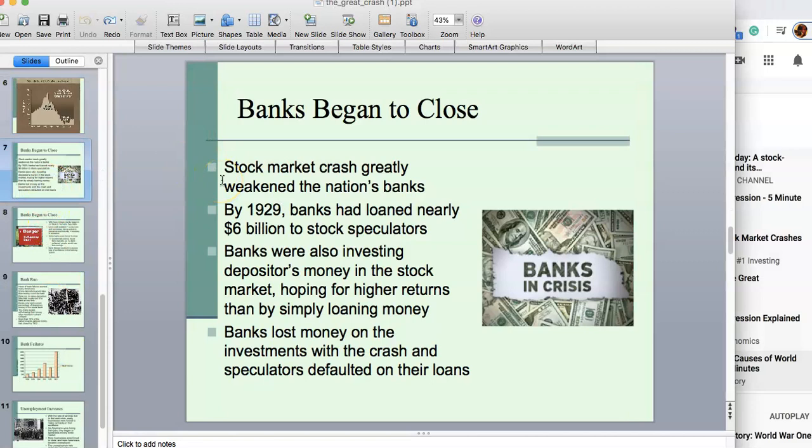Okay, so the next thing that's going to happen with the stock market is now the banks are going to begin to close. Banks were not making really sound financial decisions. People were going to banks and taking out loans, not to buy a car or a house. They were taking out $10,000 in loans to buy stocks on the stock market because, again, they want to get rich quick.